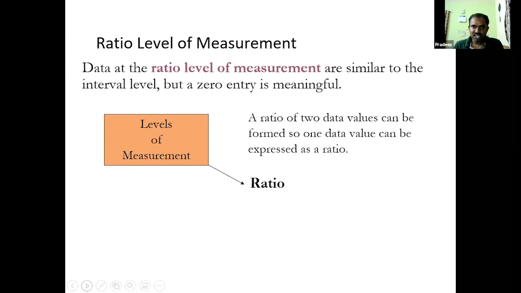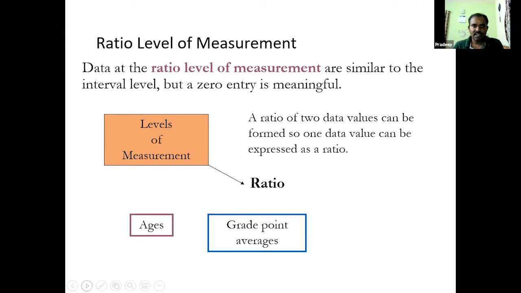The advantage with the ratio is that it has a base measurement. For example, age, it is obviously 0. Weight, it is obviously 0. Grade point average, it is obviously 0. So you can compare one data value with another value, and you can actually put some ratios also, 1:2 or 2:1. You can have some kind of measurements also.